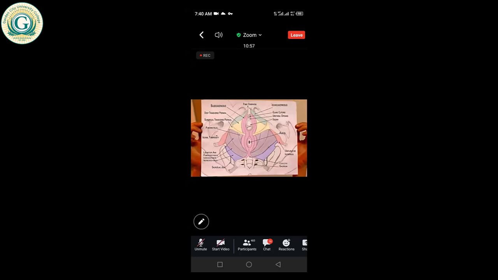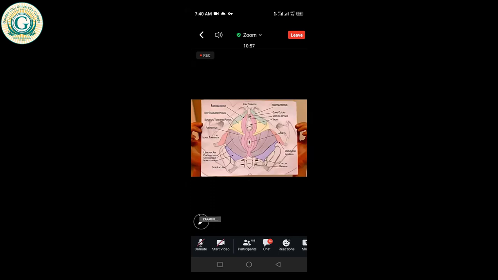Okay. Thank you. I said the transverse perineal muscles originate one on either side of the ischial tuberosity. Then they pass medially or centrally to meet each other at a point known as the central point of the perineum. That is the transverse perineal muscles. Please, is that okay? Yes, ma'am. Is that okay?